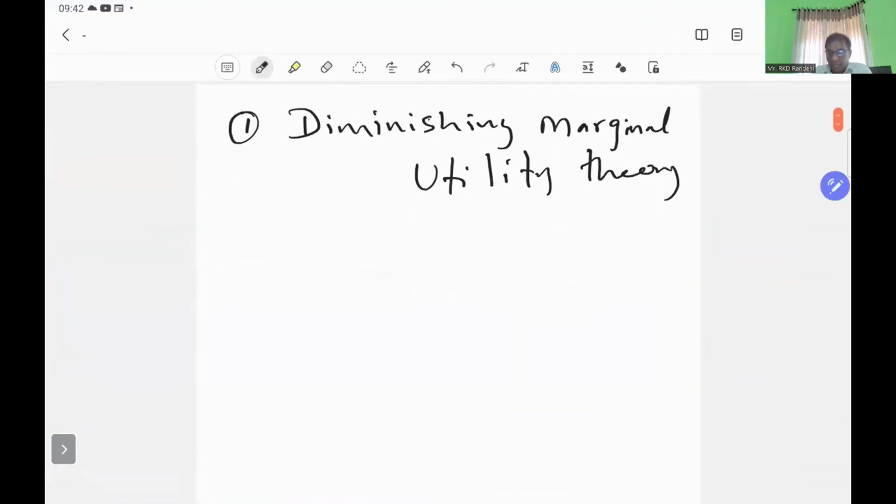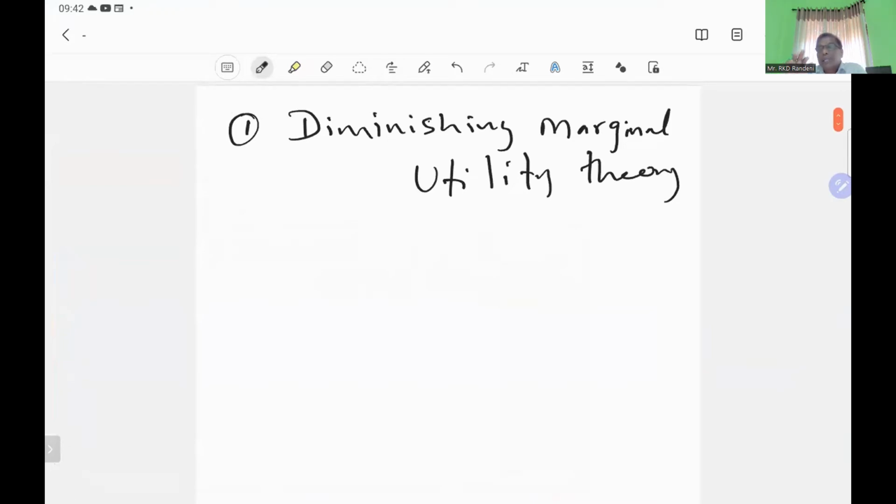Diminishing marginal utility theory. Here we are considering that the consumer is consuming only one commodity. When you go to the market, you buy only one commodity. That is not practical. Normally, when we go to the market, we take more than one commodity. But according to utility theory, you can consider that the consumer is consuming one commodity and see how the behavior is. That is the diminishing marginal utility theory.